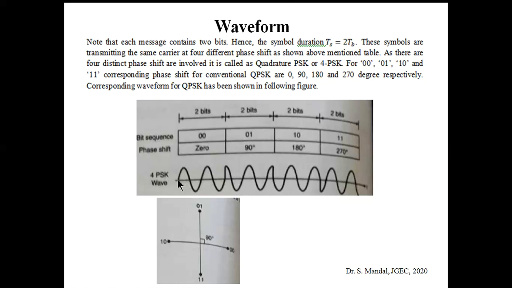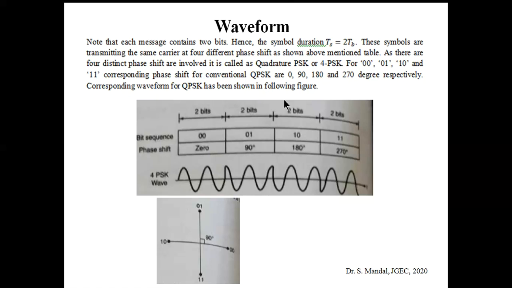When the phase is 0, it will start from 0 in the upward direction, but in this case it will start from 0 in the negative direction. It will continue up to this point, and whenever the phase is 270 degrees, it will start from -1 and go in the upward direction. Like this it will continue. So this is the conventional waveform of the QPSK, where for 00, 01, 10 and 11, the corresponding phase shifts are 0, 90, 180 and 270 degrees. As four combinations are possible, we call it 4 PSK or quadrature PSK.